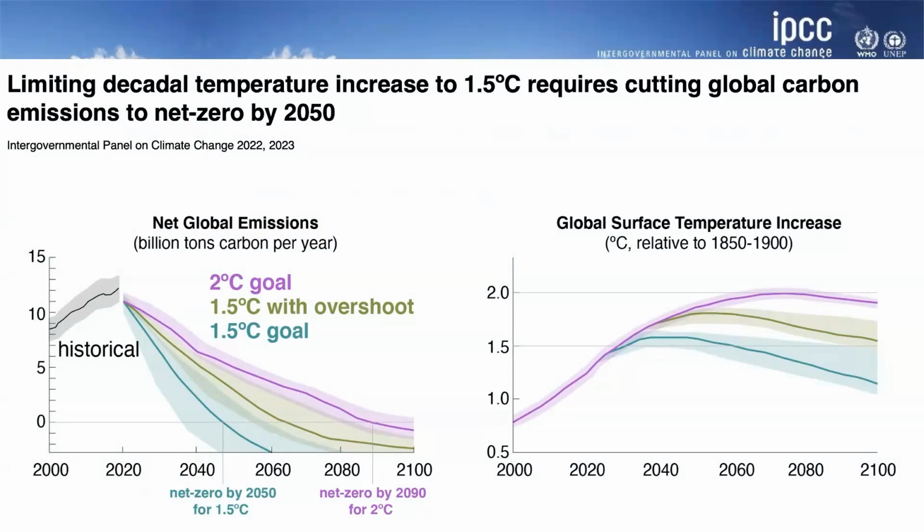To hit 1.5 requires us, these are emissions. This is temperature, and these are emissions. The 1.5 goal requires us to cut our carbon pollution, cut our carbon dioxide emissions, to net zero by 2050. And if we relax the criterion, we have until 2090. But let's go with the 1.5 goal, the greatest ambition.